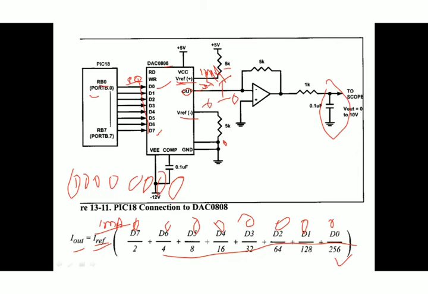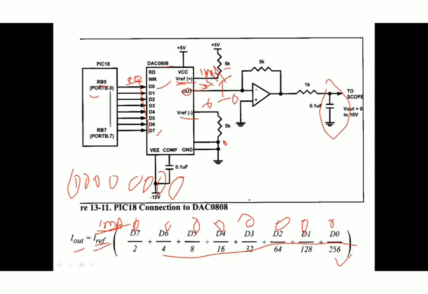Similarly, when you make all these bits 1, in that case this entire expression will become 1, so that you will get an output of 1 milliampere maximum. So that is I out equal to 1 milliampere. So this is the way this digital to analog converter will work. You can convert the digital number into a corresponding current.